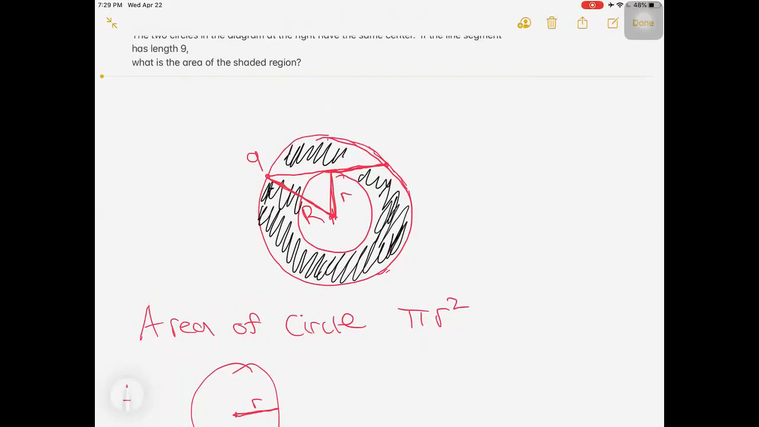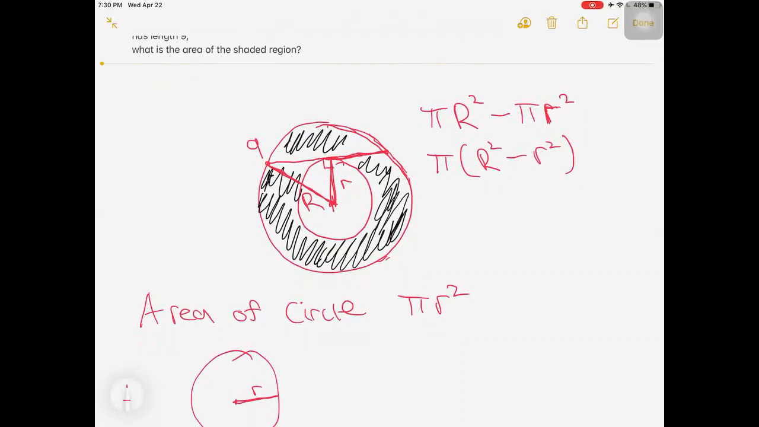So what we want to find is pi capital R squared subtracted by pi smaller r squared. Right? Just pi R squared minus r squared. But since right here we have a right angle, we can use the Pythagorean theorem to find capital R squared minus small r squared. So the capital R squared minus small r squared is just going to be this length right here.